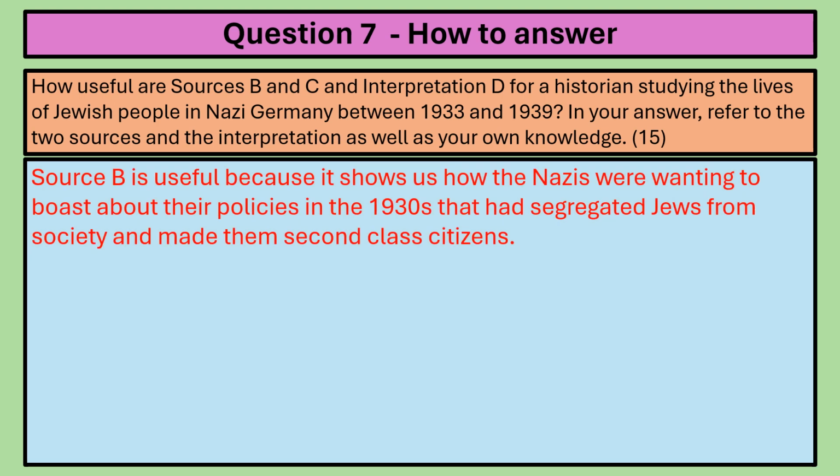So I'm going to talk about, well, why is Source B useful? It's useful because it shows us how the Nazis were wanting to boast about their policies in the 1930s that had segregated Jews from society and made them second-class citizens. The sticker is advertising here that Jews are not part of German society anymore. They're not allowed to take holidays in this resort.